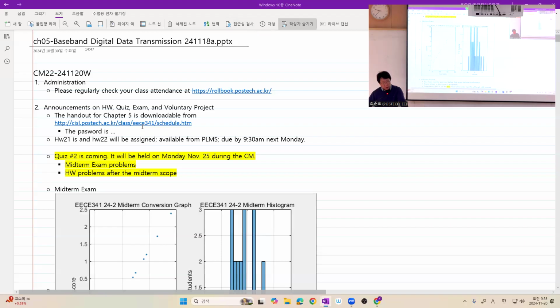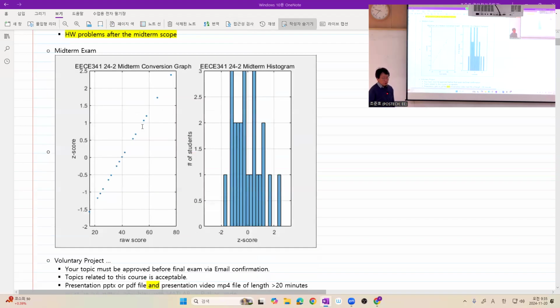And this is the midterm score, which I've shown you in the last class meeting. And especially for this student, I warned you, okay? So if you are here and also around here, be careful. According to my experience, it's very hard for these students to move toward the right direction.